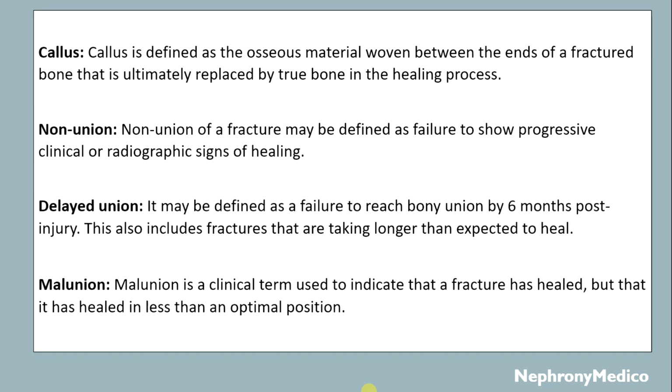Now, what is callus? Callus is defined as the osseous material woven between the ends of a fractured bone that is ultimately replaced by true bone in the healing process. What is non-union? Non-union of a fracture may be defined as a failure to show progressive clinical or radiographic signs of healing. Delayed union means failure to reach bony union by 6 months post-injury. This also includes fractures that are taking longer than expected to heal.